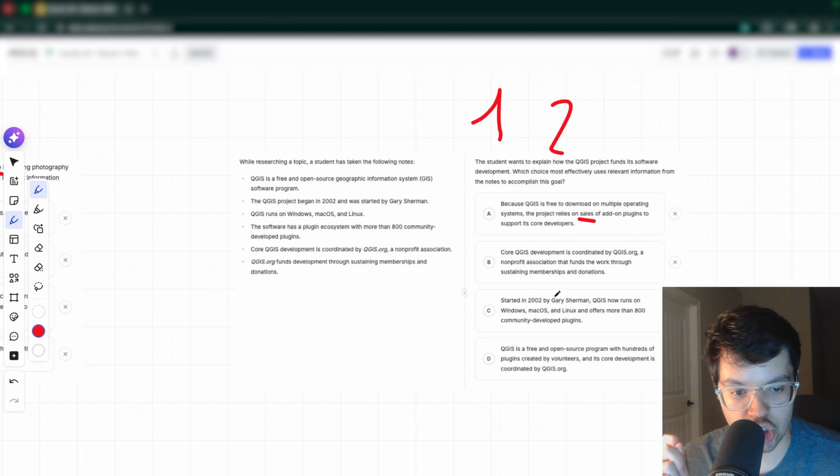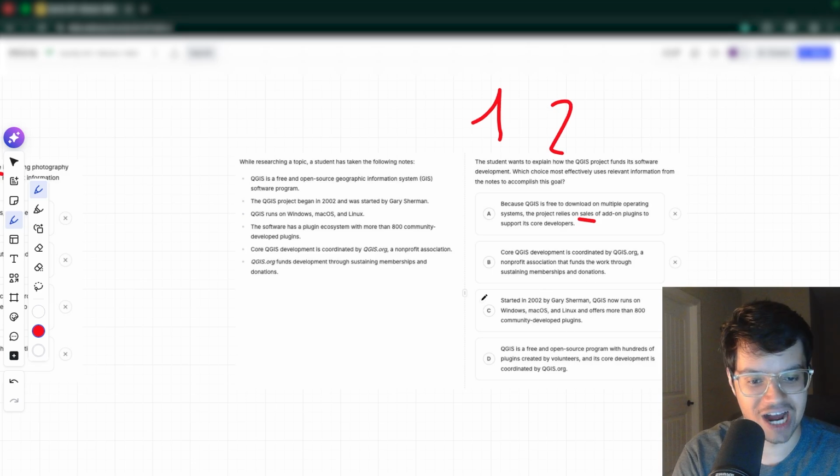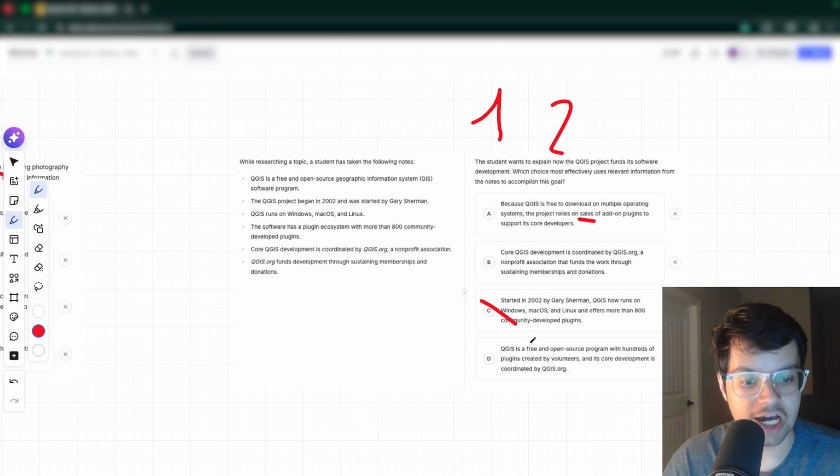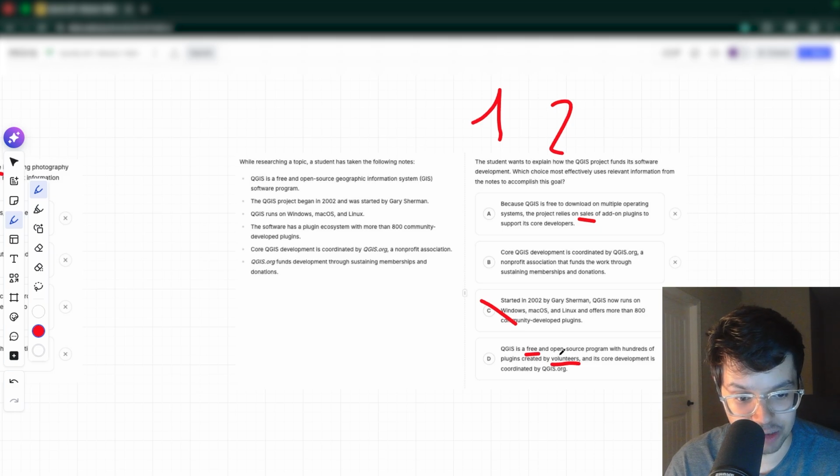C: started in 2002 by Gary Sherman, QGIS now runs on Windows, macOS, and Linux and offers more than 800 community-developed plugins. That does not mention anything about how they're getting money. It just says what they do, so I would not say that's a good answer. D: QGIS is a free and open source program with hundreds of plugins created by volunteers, and its core development is coordinated by QGIS.org. Okay, it says here that it is created by volunteers, so not really anything about money. It says it's free and open source, so it doesn't mention how they're getting money in choice D, and definitely doesn't seem good either.